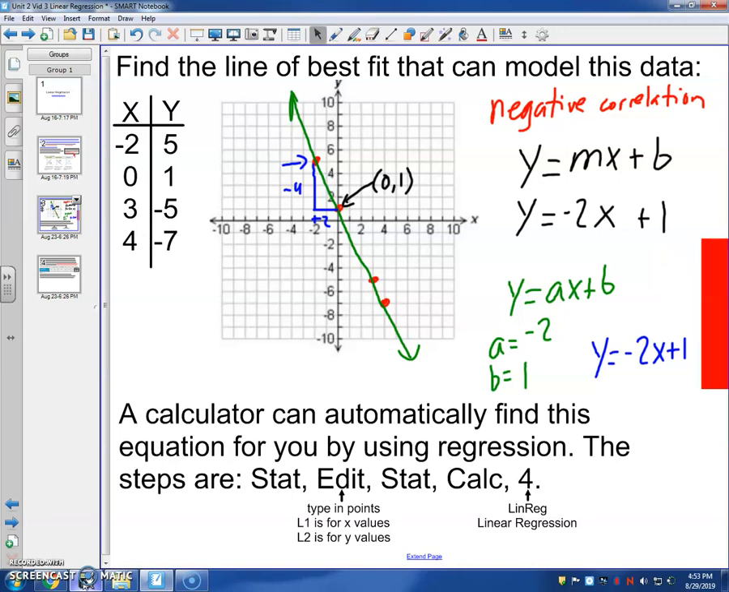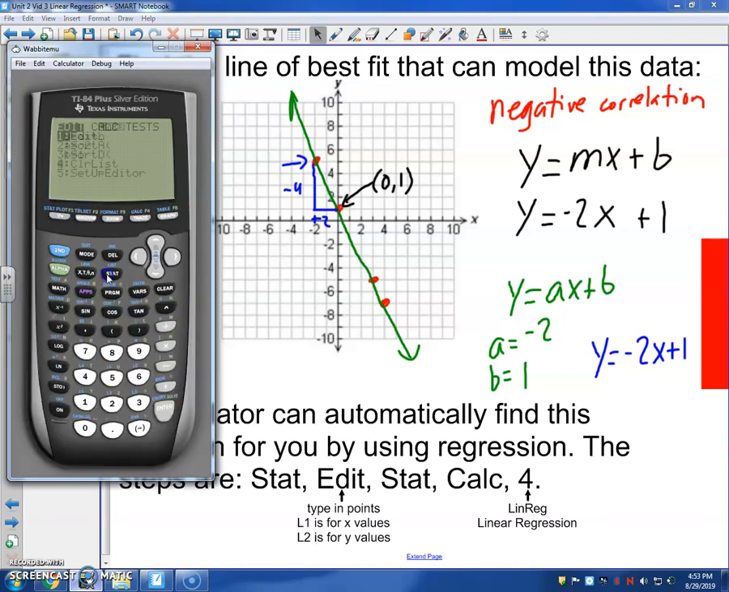One more thing to mention about the calculator is you must put the same amount of points on the left and right. So if I go back stat, edit, I have 4 numbers in L1, I have 4 numbers in L2. You can't have 5 on one side and 4 on the other. If there's a missing point, like an incomplete point, you have to skip it.